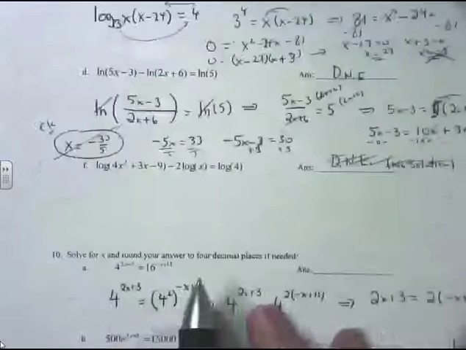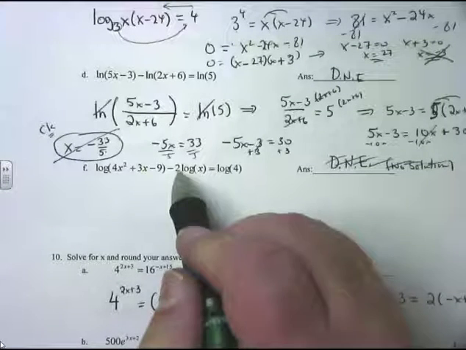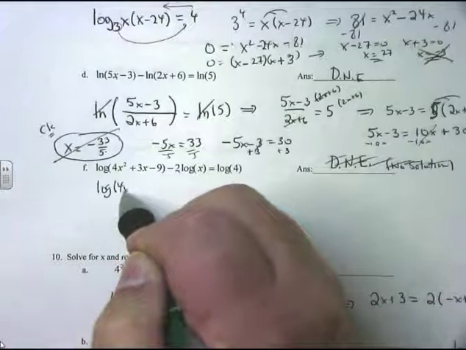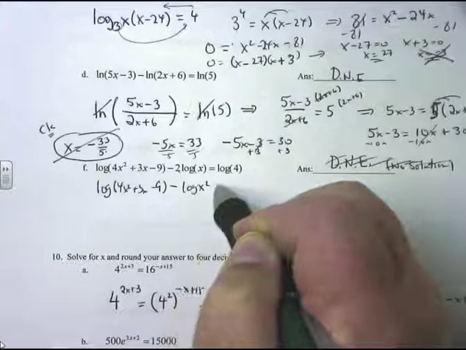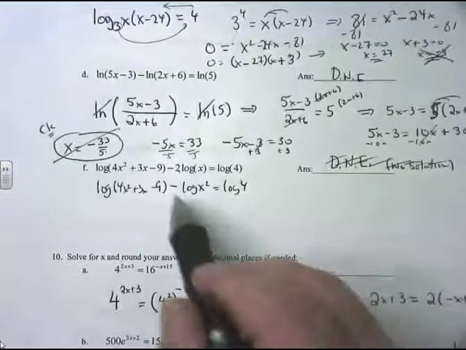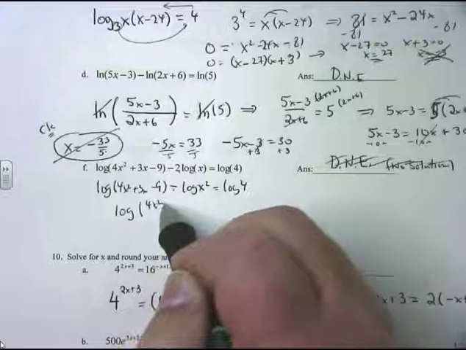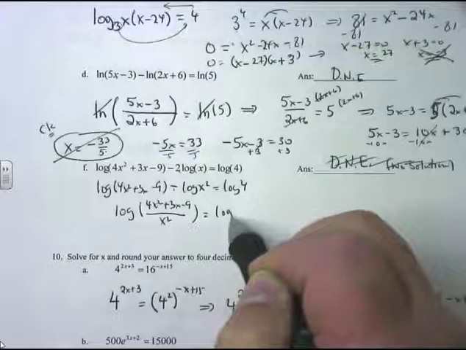Let's try this one. Log, understood to be base 10, of 4x squared plus 3x minus 9 minus log of x squared equals the log of 4. First thing I want to do is get rid of my coefficients, okay? Because I've got a number in front of the log, it's got to go back in the exponent so I can combine logs. So this is log of 4x squared plus 3x minus 9 minus the log of x squared equals the log of 4. Subtraction turns into division, so this would be the log of 4x squared plus 3x minus 9 over x squared equals the log of 4.